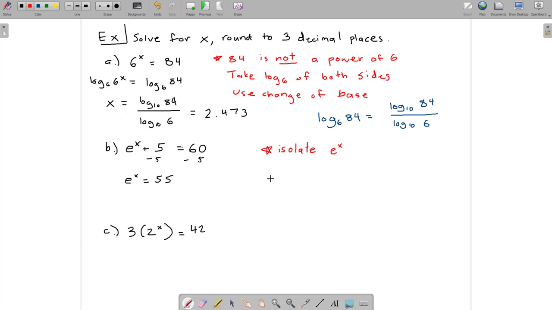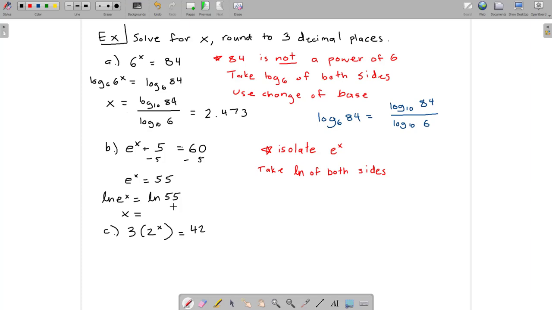Then, in order to undo e to the x, I need to take natural log of both sides, because remember, natural log is log base e, and we want to take that x down from this power, so we need to take log base e of both sides, which is natural log. So let's go ahead and do that. Natural log of e to the x equals natural log of 55. And so the natural log and the e are going to cancel out, right? The natural log undoes the e, leaving me with x on the left-hand side.